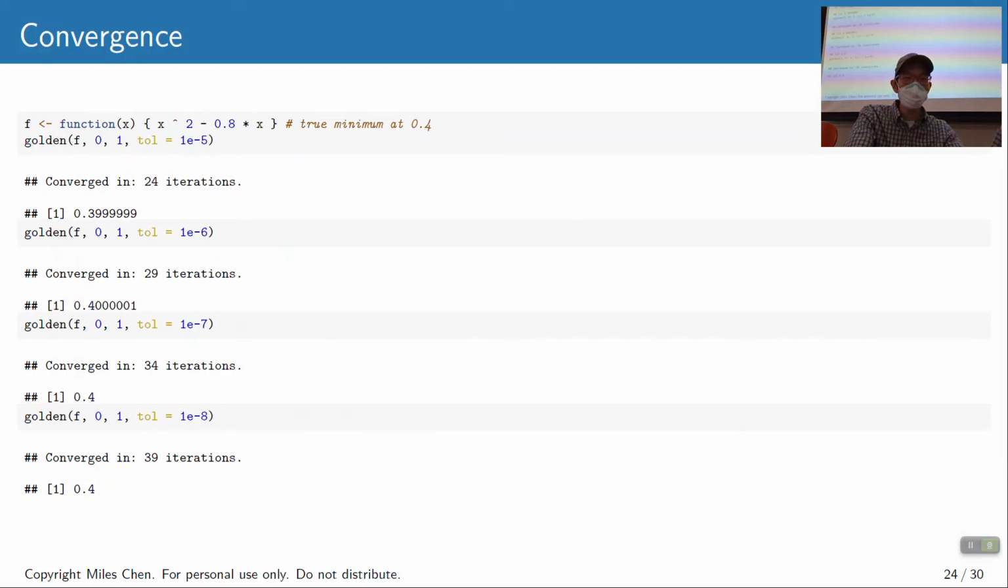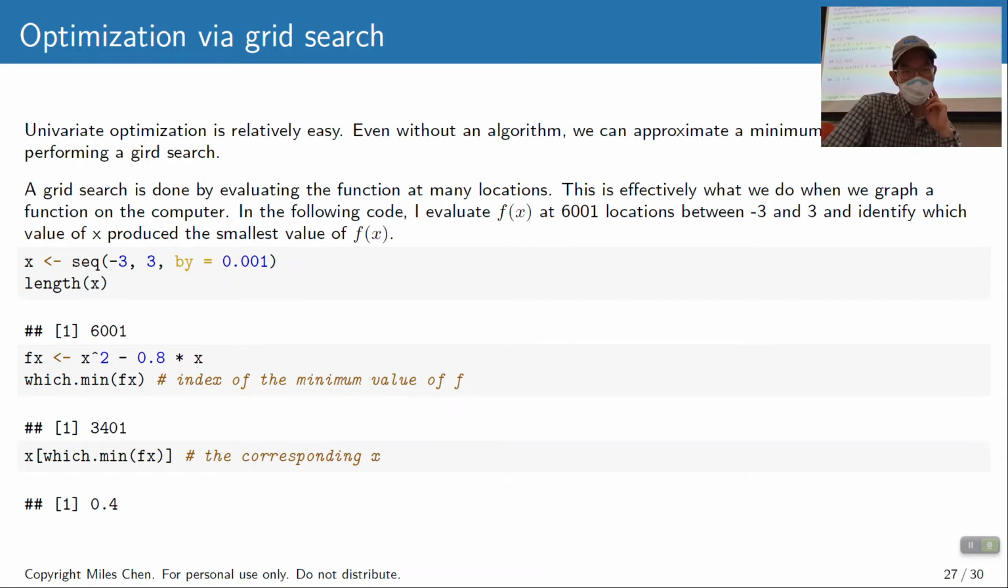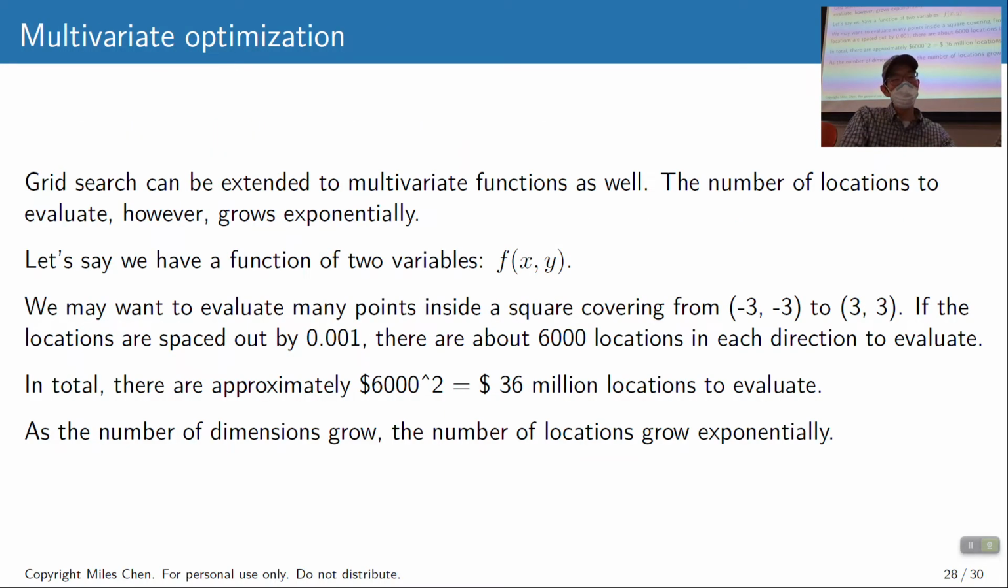So you don't actually have to do all of this work in a lot of cases. You've got some function, and you could just go from -3 to 3. Even at intervals of 0.001, that's 6,000 values to evaluate. You evaluate the function at 6,000 locations and ask which location is the smallest. It says the smallest happened at 0.4. So that's simple. What if you wanted to do this for a multivariate function, though?